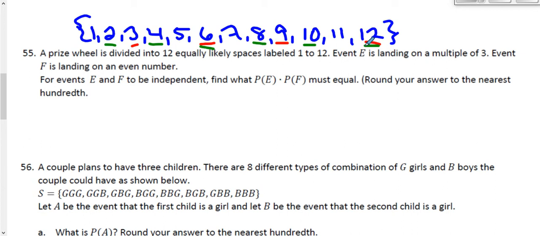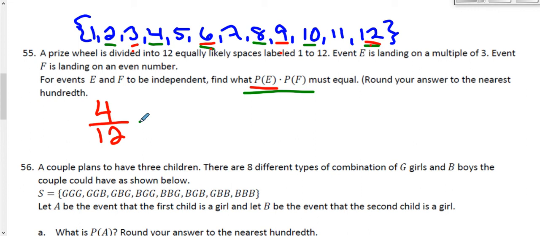Now, it says for E and F to be independent, find the product of the probability of E and the probability of F. That's basically just asking me to do this math and round to the nearest hundredth. So I'm going to create the probability of E. The probability of E is asking how many times does E happen, how many multiples of 3 are there out of the total sample space. So I have 12 total spaces in this wheel. And how many of them are multiples of 3? I have 1, 2, 3, 4 things underlined in red, so that's 4 twelfths.